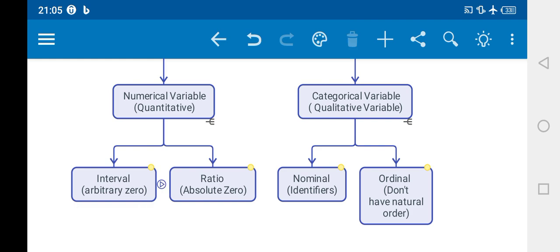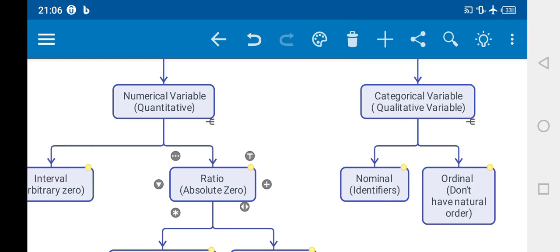So what is the ratio variable? The ratio variable is that variable in which zero is absolute. It means zero has its own value. Let me ask about the number of kids of a married person. They will tell me zero, no, or they have two or three or four. So here the zero has its absolute value. It means if a person is saying zero, it means nothing, and this is called absolute zero.